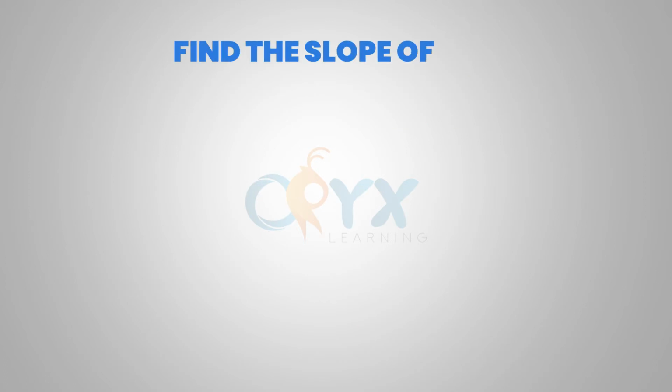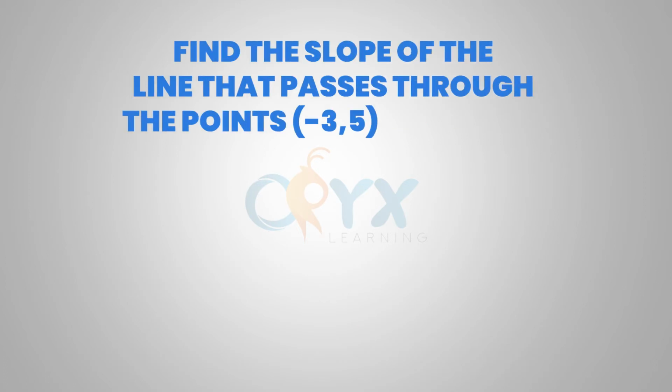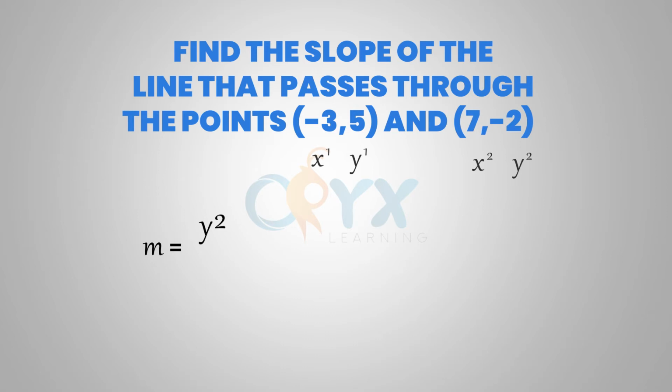Find the slope of the line that passes through the points (-3, 5) and (7, -2). Before we find the slope, I'm going to label our points x1, y1 for the first x and y value, and x2, y2 for the second x and y value. Now I can use the formula m equals y2 minus y1 over x2 minus x1. The slope, m, is the change in the y's divided by the change in the x's.